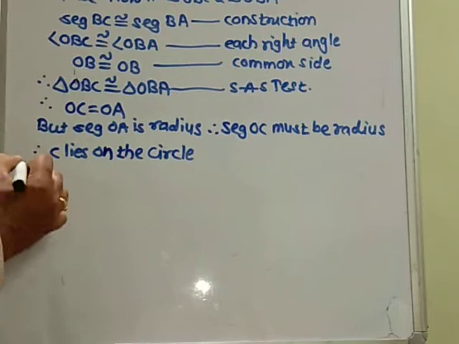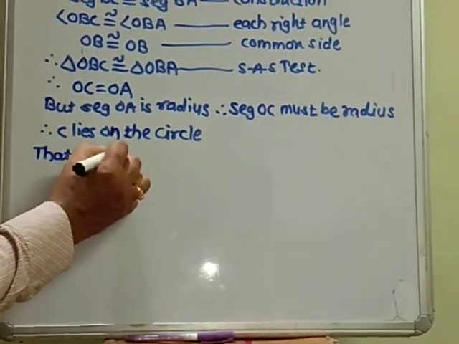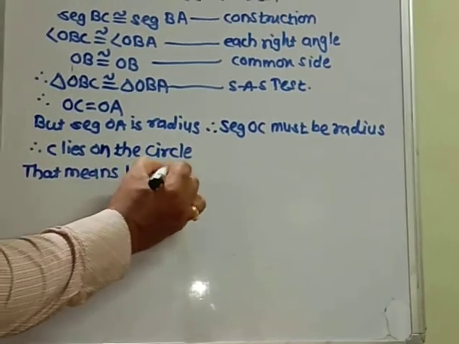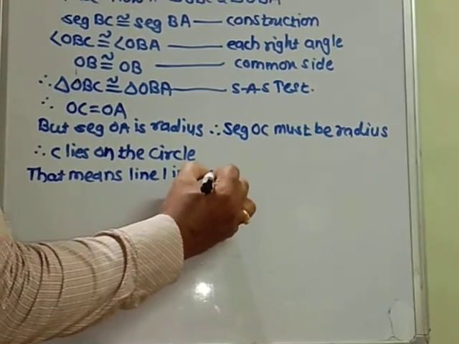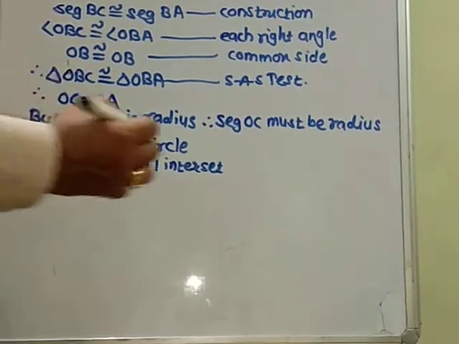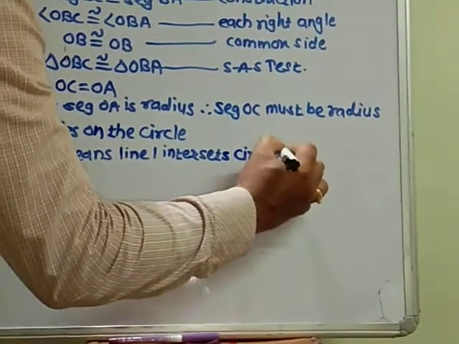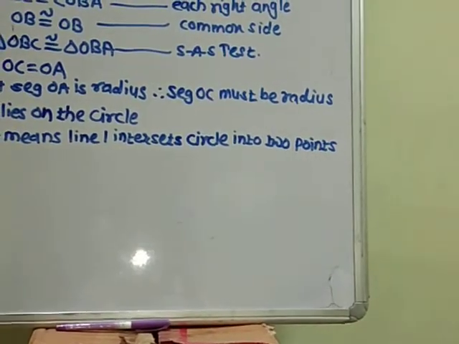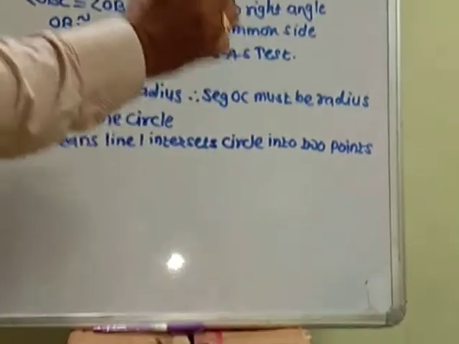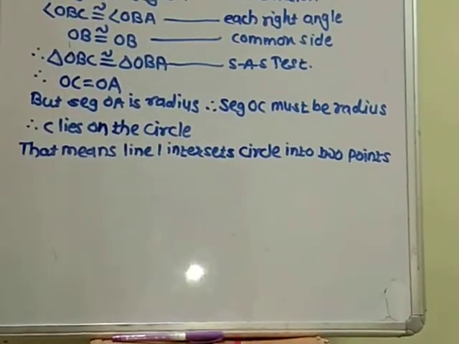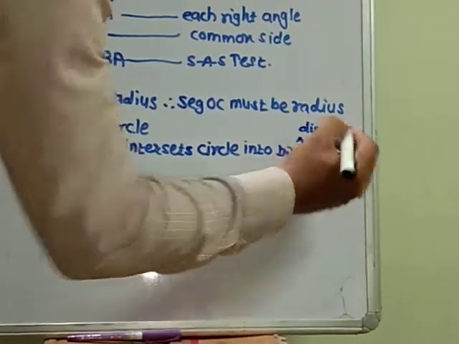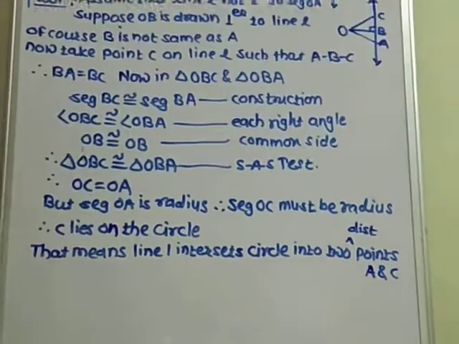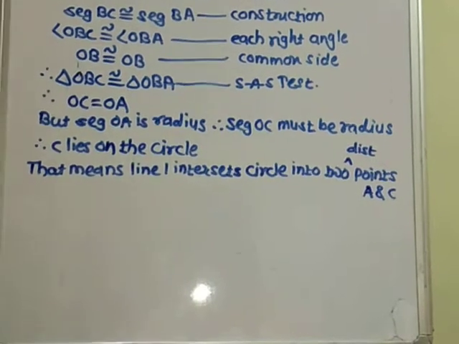That means line L intersects the circle in two distinct points, A and C. Line L intersects the circle in two distinct points, which are A and C.